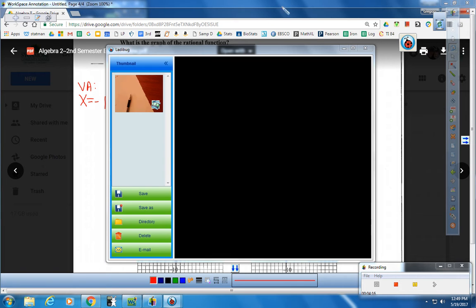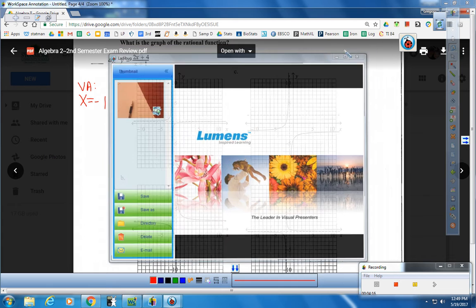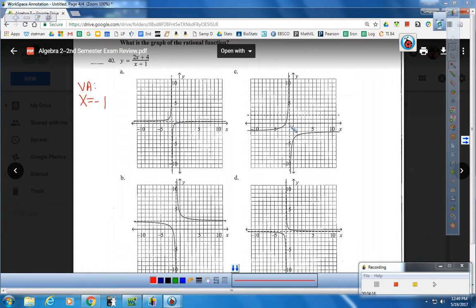Okay? And if we look here at this graph, we need a vertical asymptote of x equals negative 1. Here's an asymptote at x equals negative 1. This one's at negative 2, so this one's out. This one's at negative 1, and this one's at negative 2, so this one's out. So we've actually already narrowed it down. So it's going to be, does our graph look like this, or does our graph look like this? So it's pretty simple now.